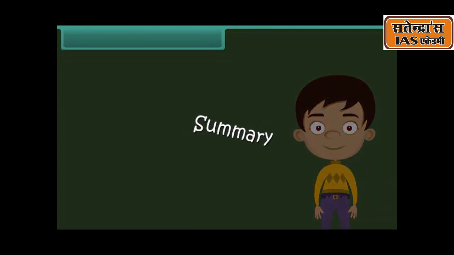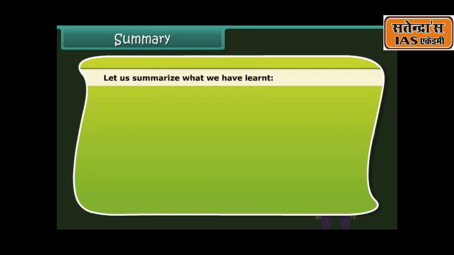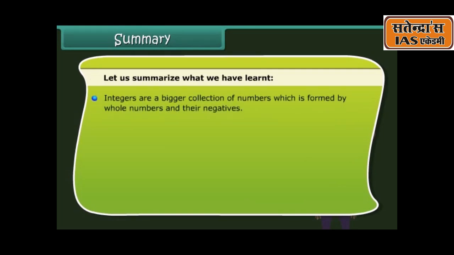Summary. Let us summarize what we have learned. Integers are a bigger collection of numbers which is formed by whole numbers and their negatives. If a and b are any integers, then a plus b and a minus b are again integers.